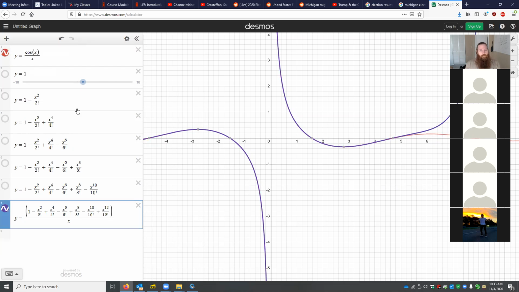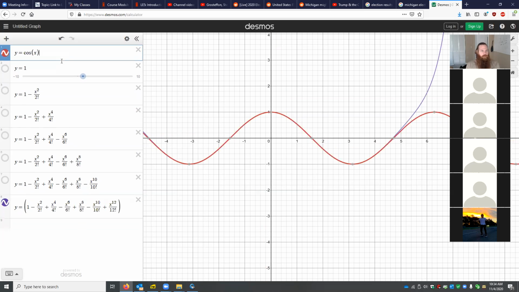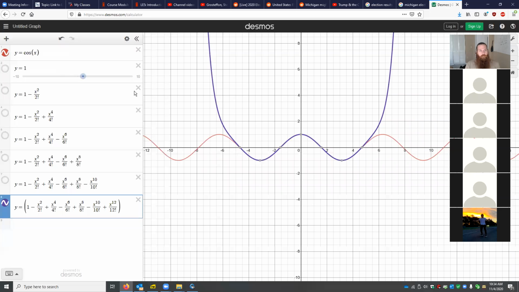So this is the game. This is the game of the late part of chapter 11. I give you a red function. You try to find for me a purple function that is a power series that does a good job of approximating the red function. This is what it looks like to say a series converges to a function, right? To say that a power series converges is saying that the polynomials that are the partial sums of the power series are doing a good job getting close to the graph of the original function.